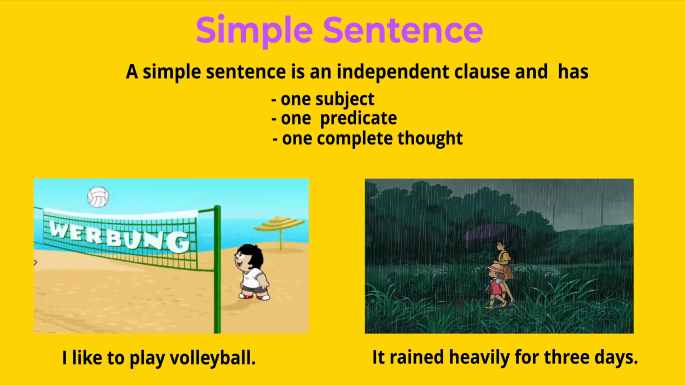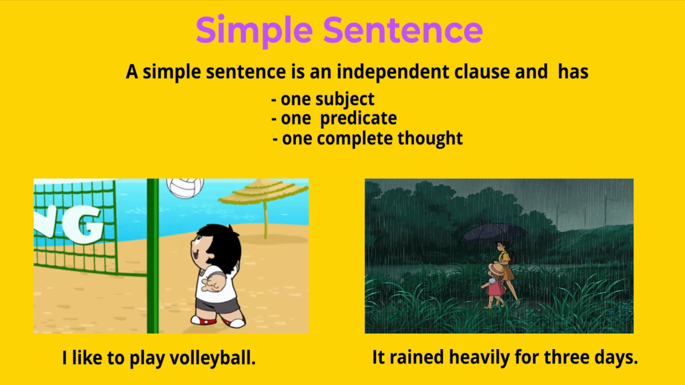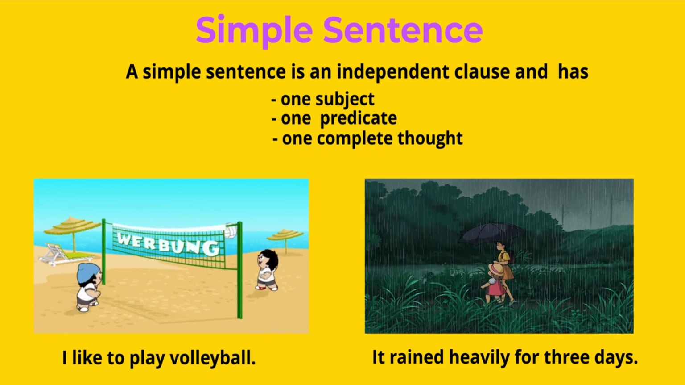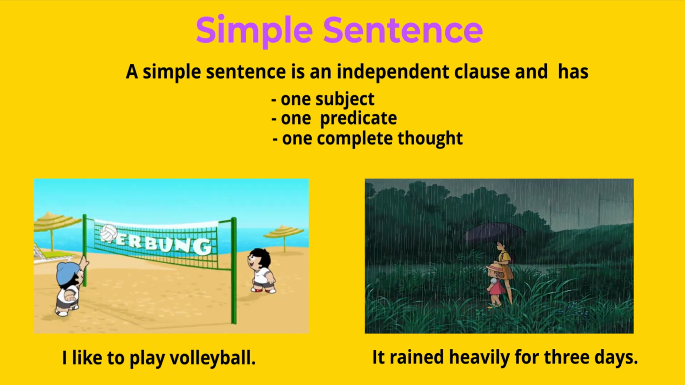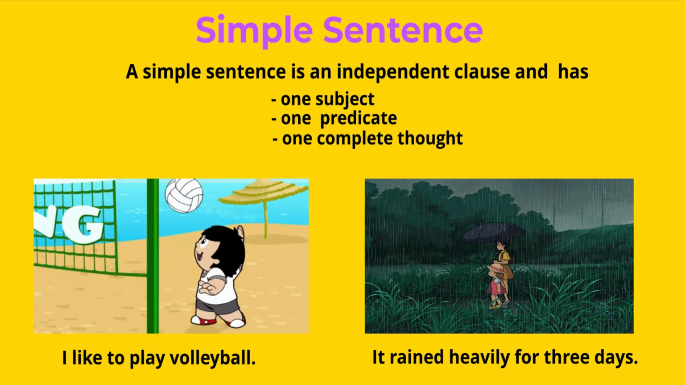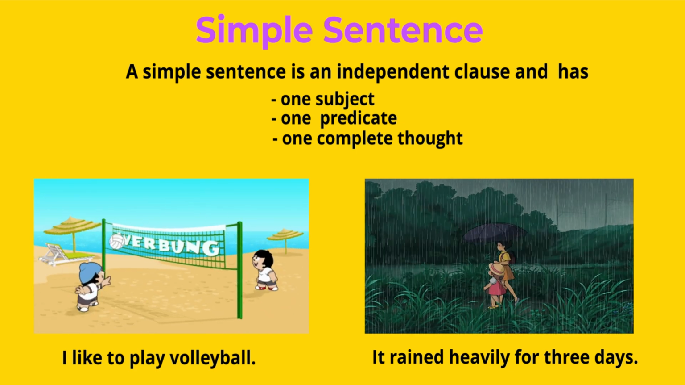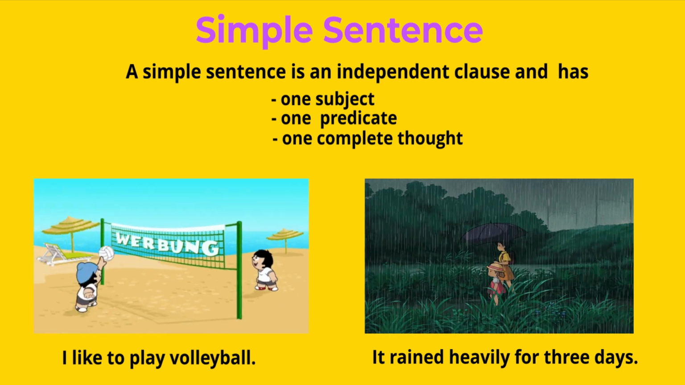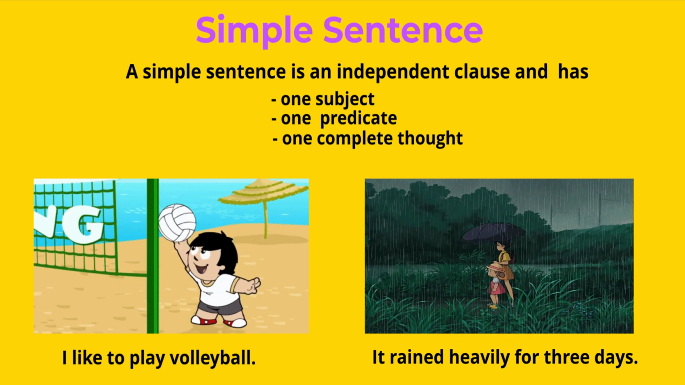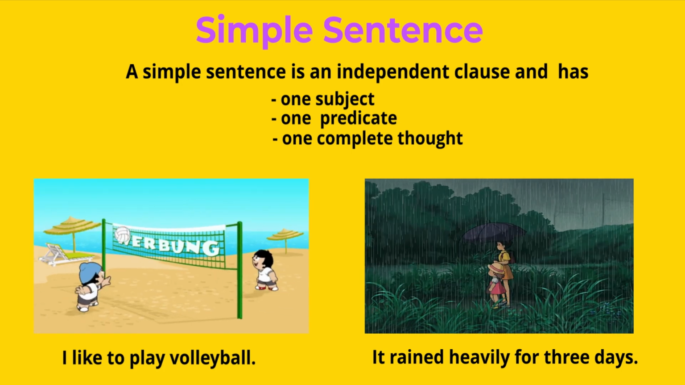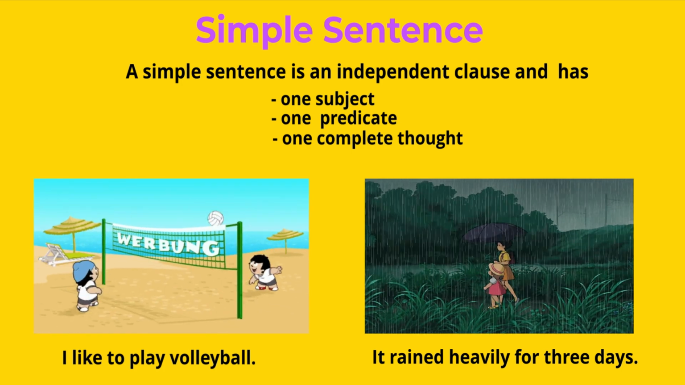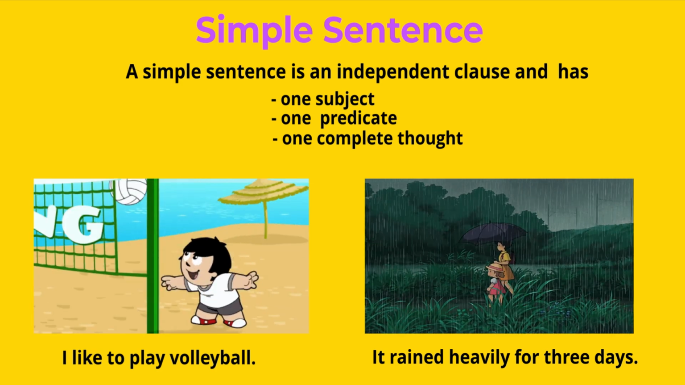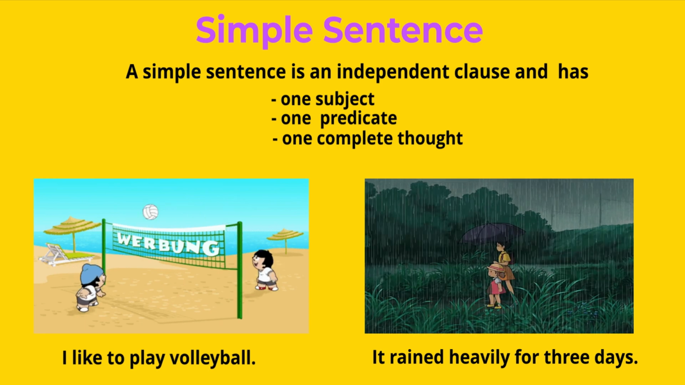In the first visual, what do you see? You see two boys playing volleyball, right? Let's see the sentence now. I like to play volleyball. This is a simple sentence because you have one subject and one predicate. What is the subject here? I. I is the pronoun and is the subject in the sentence. What is the predicate? The verb is play. So play is the predicate in that sentence. You have one subject and one predicate and it makes a complete thought. I like to play volleyball.